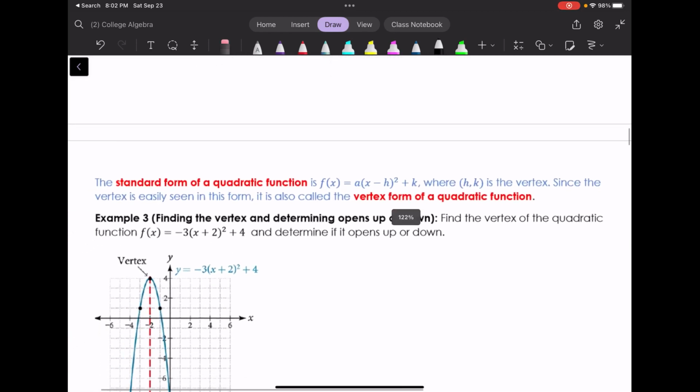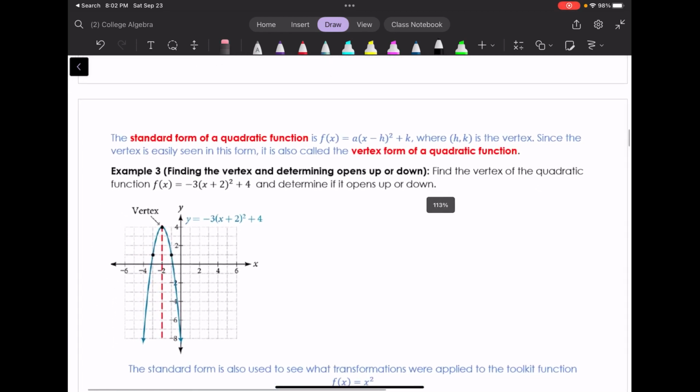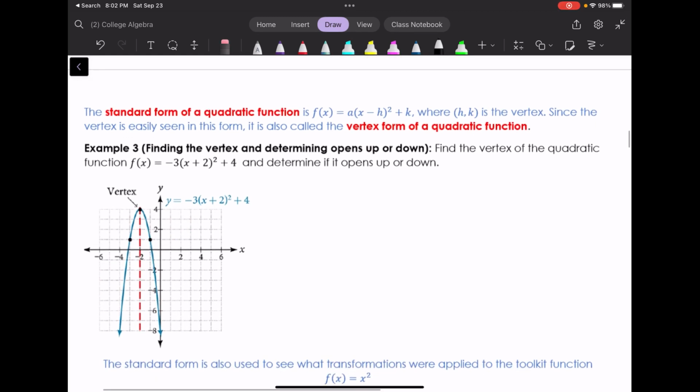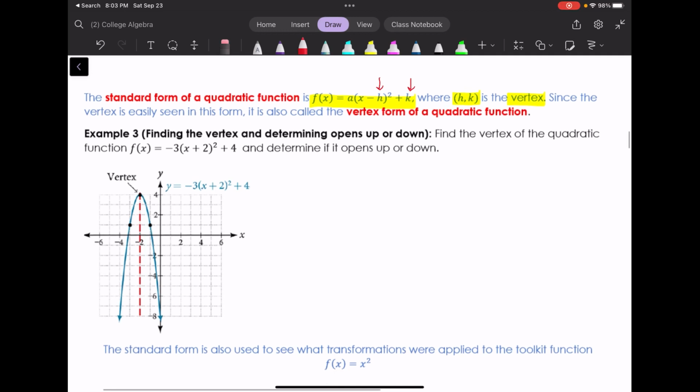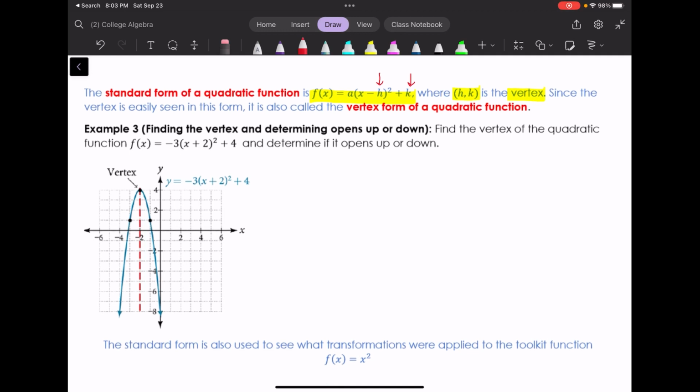So moving on, some more vocabulary words and another form of a quadratic function, which is called the standard form. It looks like this right here. It's a times the quantity x minus h squared plus k, where (h, k) is the vertex. Because we can see the vertex so easily just with h and k, we also call this the vertex form of a quadratic function. You'll be expected to know this one as well, finding the vertex and determining if it opens up or down from this form.